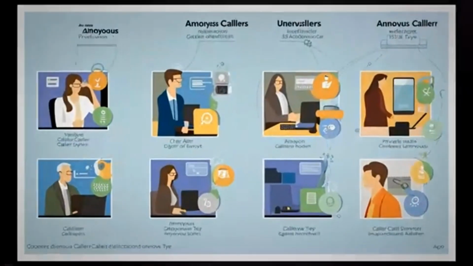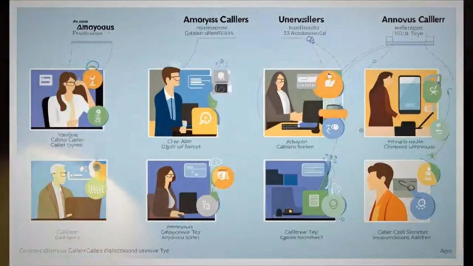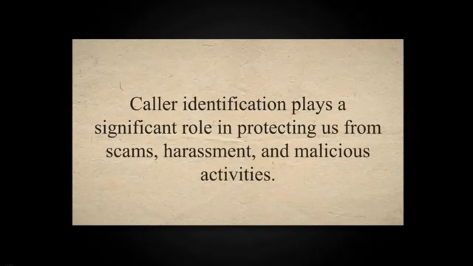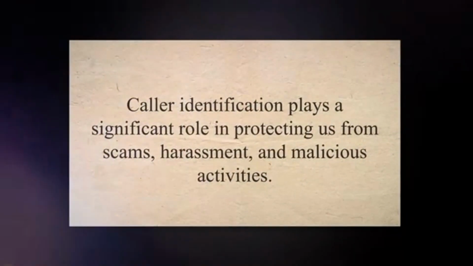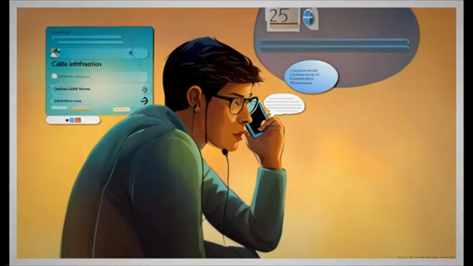In summary, distinguishing between private callers, unknown callers, and anonymous callers is vital for our personal safety and privacy in an increasingly interconnected world. Caller identification plays a significant role in protecting us from scams, harassment, and malicious activities. Understanding the differences between these caller types enables us to make informed decisions about answering or ignoring calls, safeguarding our personal information.